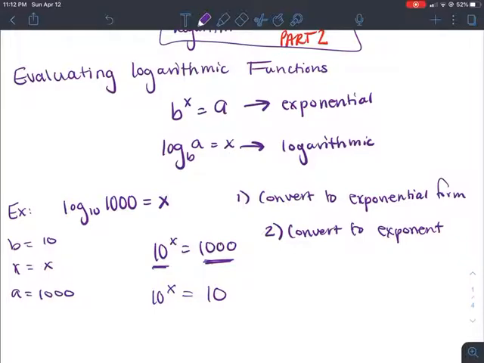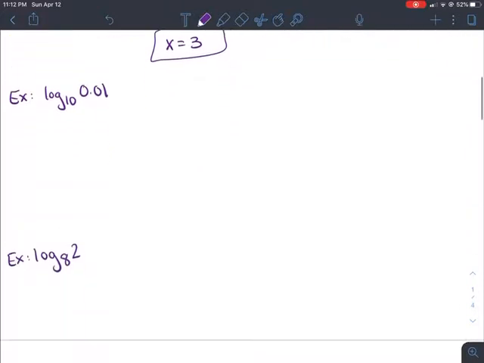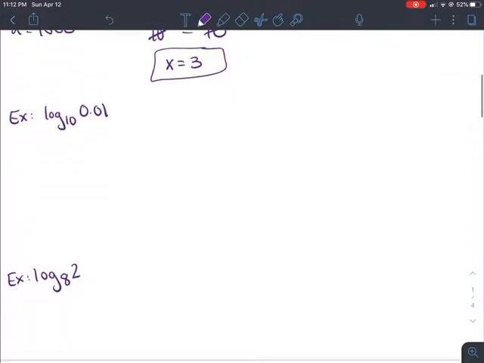And now we know that 10 squared is 100. So 10 cubed would give us 1,000. So then you just use the rule that when you have the common base, you could just cancel them out. And you get x equals 3. Okay, and that is how you solve for this particular function. So we're going to do another one. Okay, we're going to get the log base 10 of 0.01.